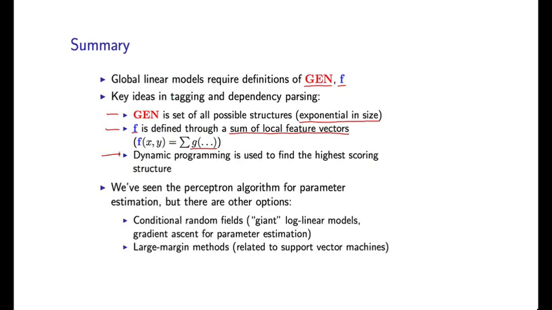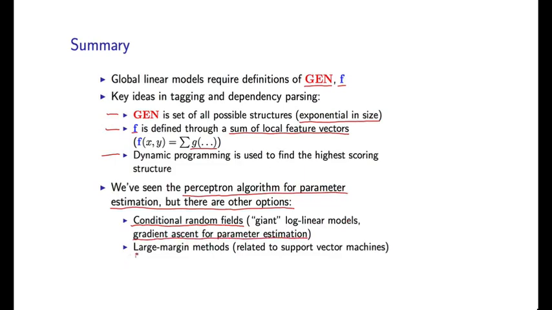Finally, it's worth noting we've seen the perceptron algorithm for parameter estimation, but there are certainly other options in terms of estimating the parameters of these global linear models. One very famous example is conditional random fields, and these are essentially giant log linear models where we can use gradient ascent for parameter estimation.